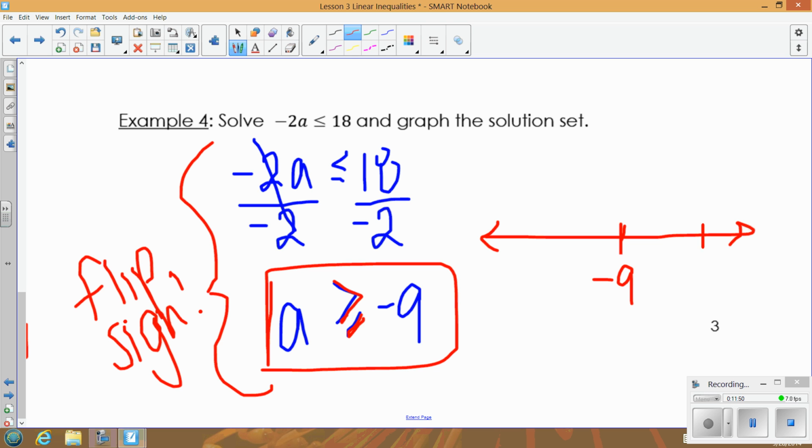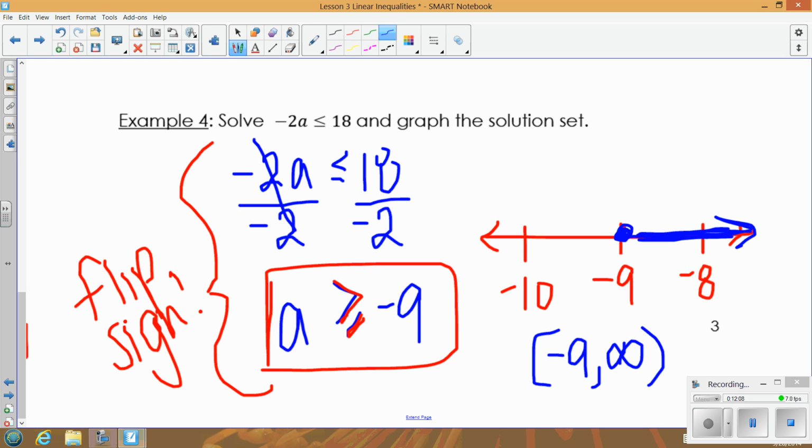So when I go to graph that, we have a solid circle at negative 9, and a is greater than, so I'm going to the right. If you wanted to look at this in interval notation, negative 9 to positive infinity would be how to represent that. Again, whenever you are doing interval notation, always think of it after you've graphed it on a number line. It's just so much easier to look at it from left to right once you can visually see it on a number line.